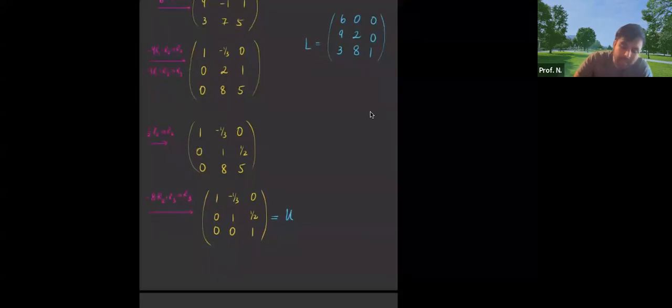What happens is to get the third guy here, I didn't have to do anything. I didn't have to multiply directly by a number. It just became a 1. So that's why this 1 here is untouched.